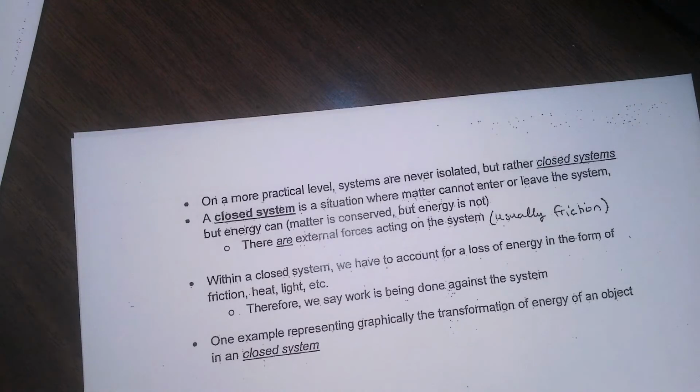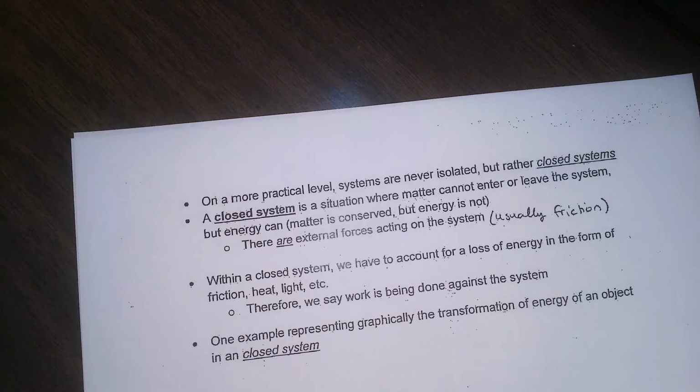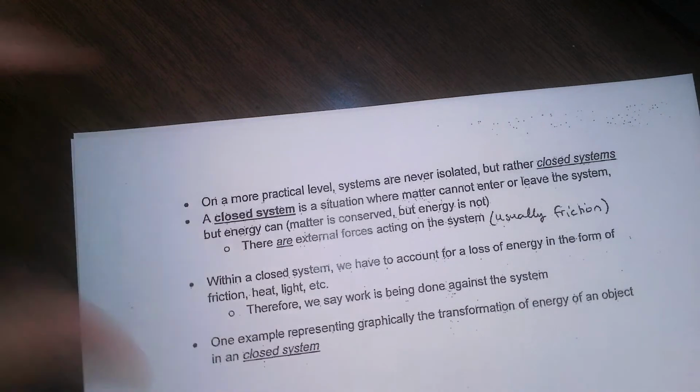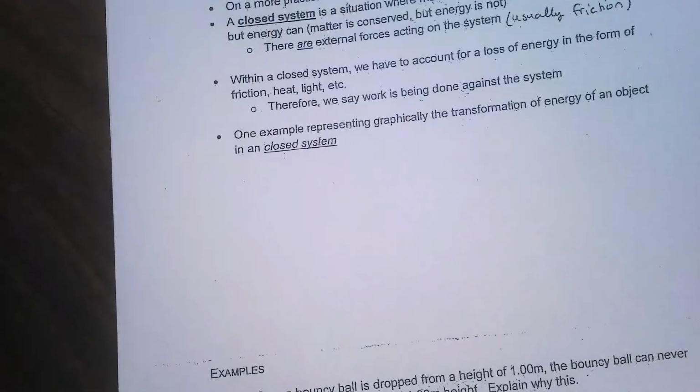So in real life, we don't ever work in an isolated system. We work more closely to a closed system. A closed system is where matter can't leave the system. Energy can, but matter can't. And so this is when we see that there are external forces, in particular friction. So within a closed system, we have to be able to account for the loss of energy, heat, light.